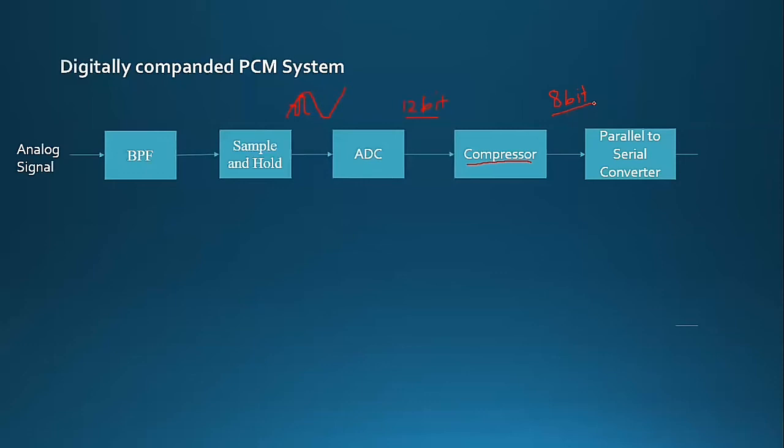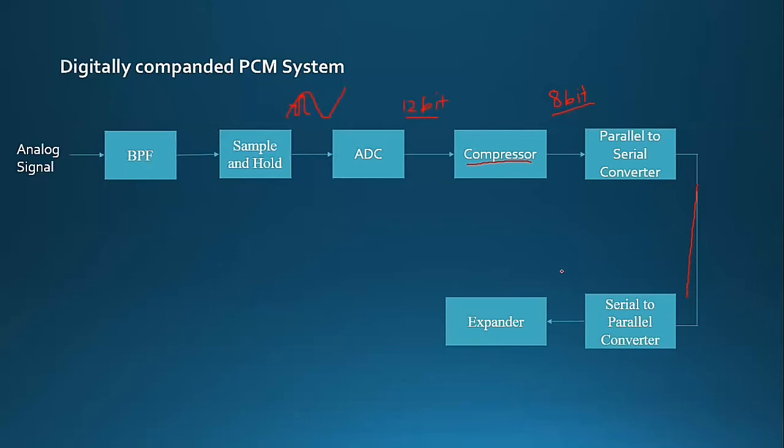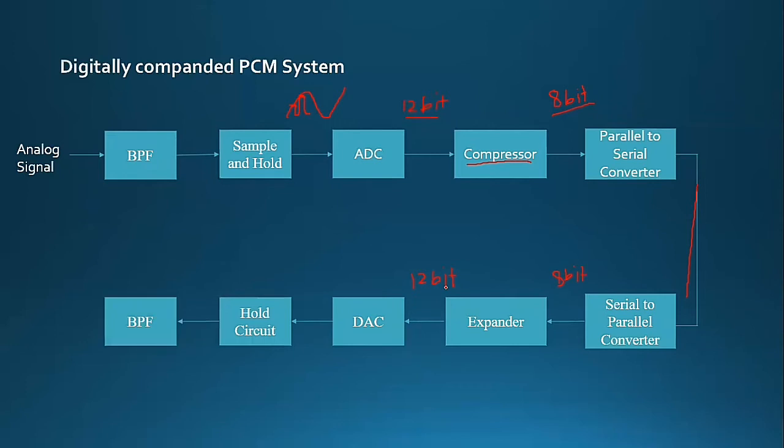Next, we have the parallel to serial converter, and at the receiver side, we have the serial to parallel converter. So this is the transmission medium. Next, we expand, because the 8-bit code which is transmitted would now be expanded back to a 12-bit code. Then we have the digital to analog converter, which converts our 12-bit linear parallel PCM code back to an analog signal. Then we have the hold circuit and bandpass filter, and our output now would be in analog signal form.